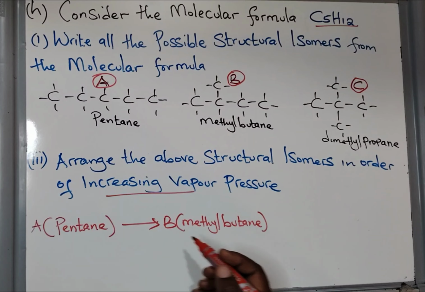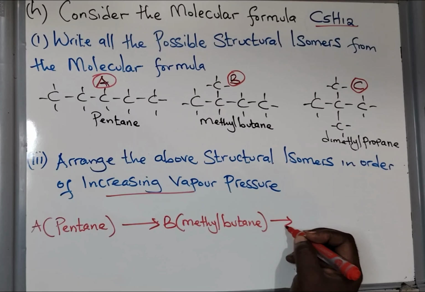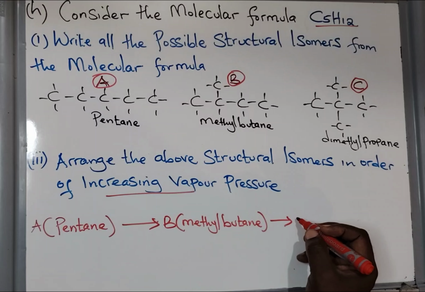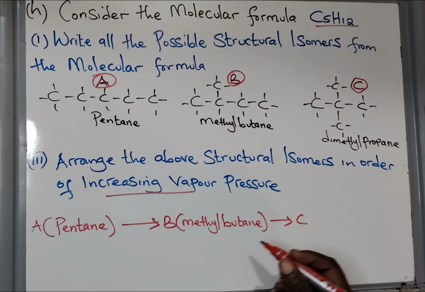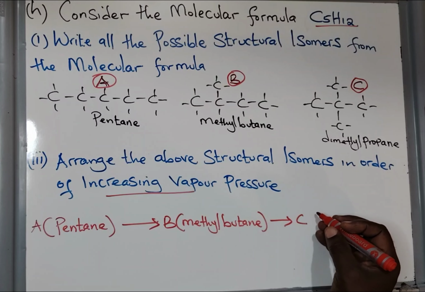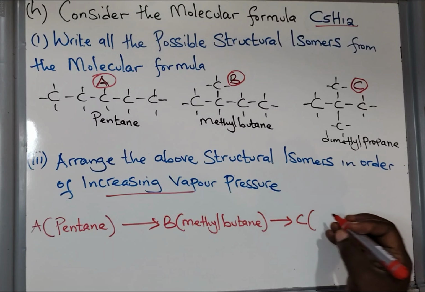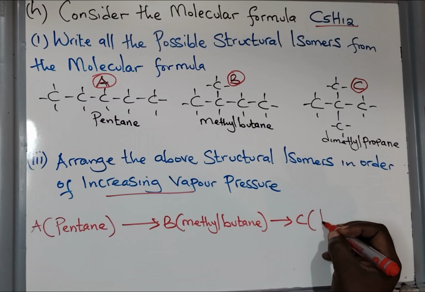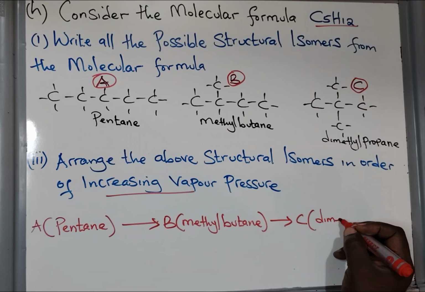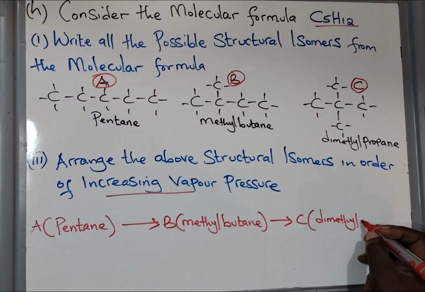Yeah, B is branched, but not as branched as C. So in other words, C has the smallest surface area, the smallest number of intermolecular forces, and so the highest vapor pressure. And what is C? Dimethylpropane.